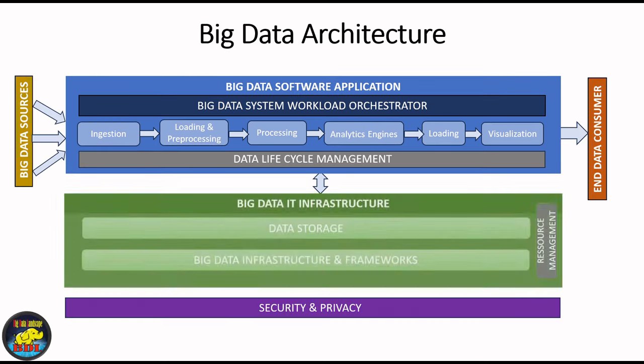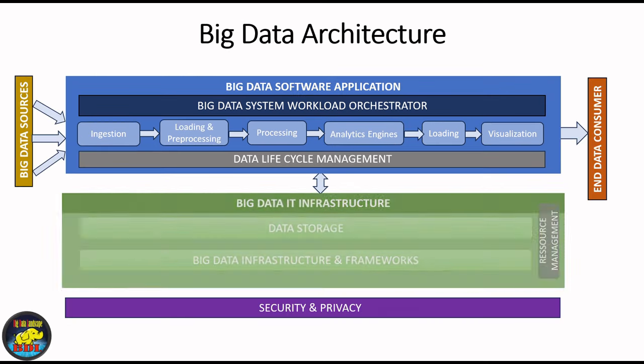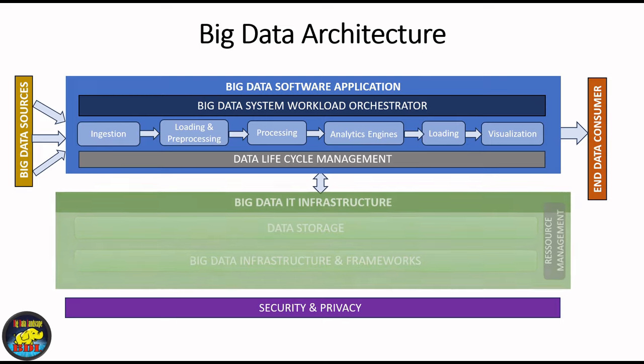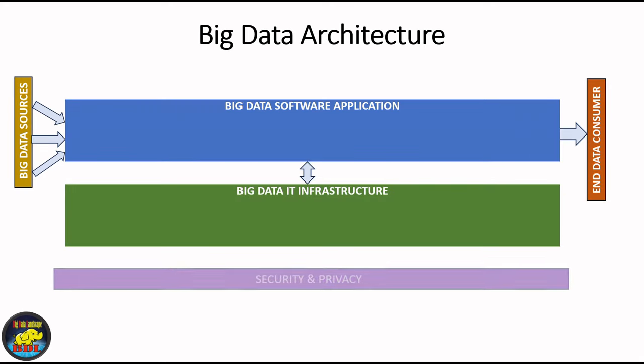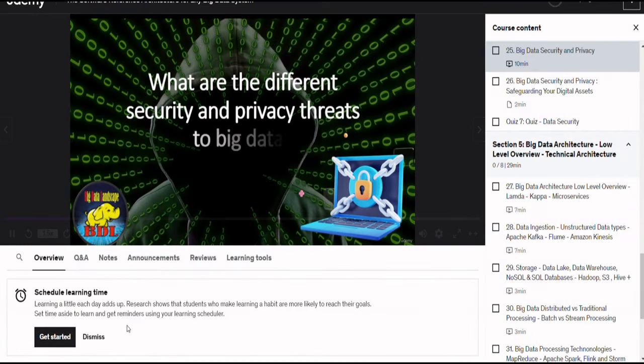Finally, we'll discuss big data IT infrastructure as a separate component in big data architecture. This infrastructure consists of main pillars like storage, computing, frameworks, and resource management. We'll also cover big data security and privacy, which is an essential component of any big data architecture.